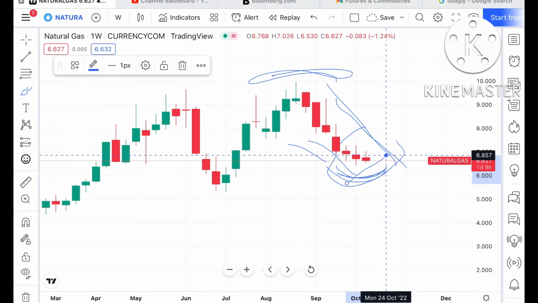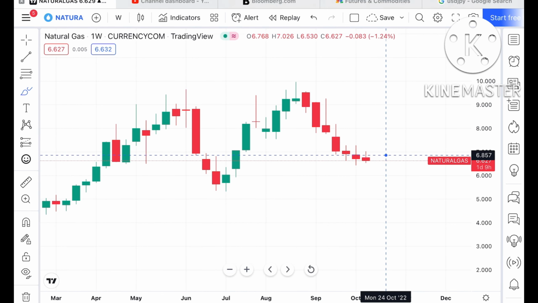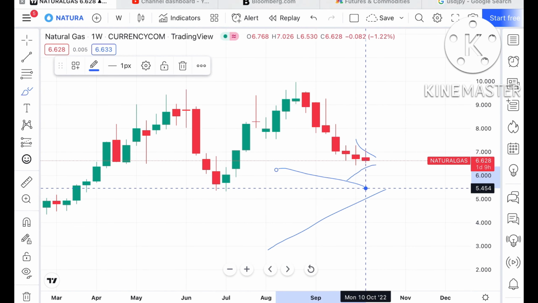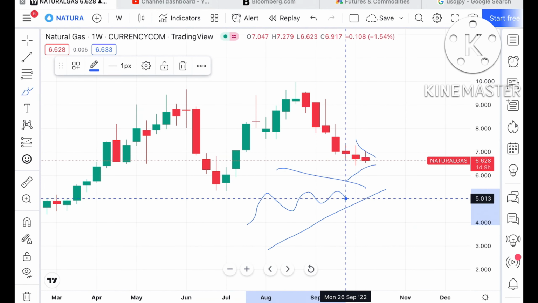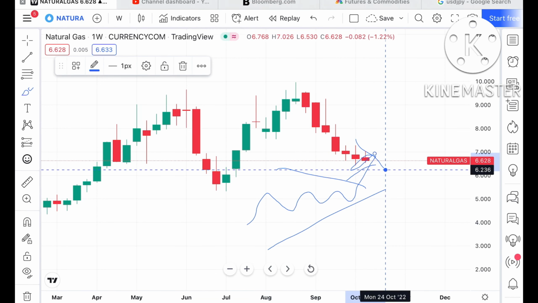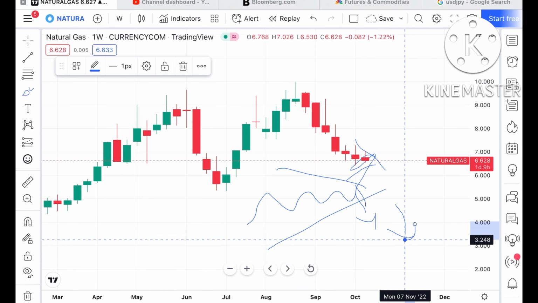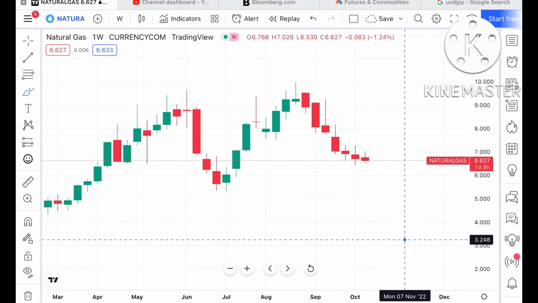But if you look at this fall, it is trying to make a narrow pattern. Once this narrow pattern breaks upside, we can see it go further upside, or if it goes below that level, then we can see it move further down. Now look at this chart, what we can see.